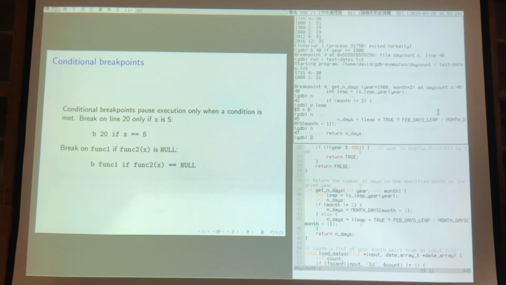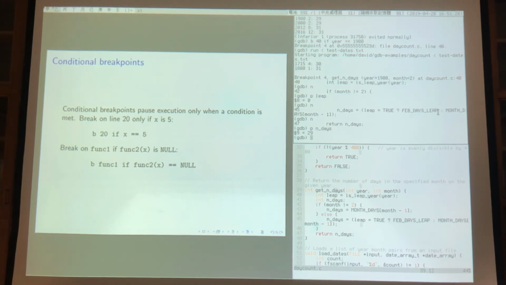N leap days, n days, and let's print n days. And n days is 29, even though we just barely saw that it's not a leap year. So obviously something is going wrong with the line that we just barely executed. And can anyone tell just by looking at that what the problem is? Yeah.